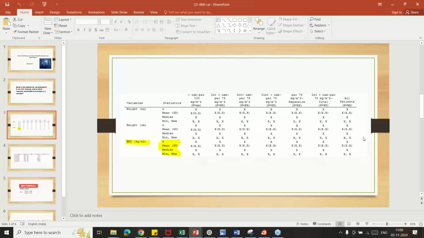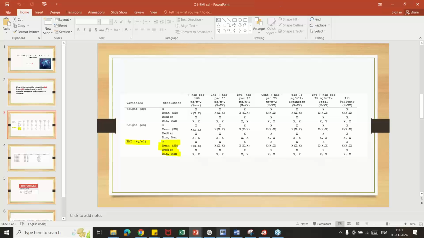BMI is not a collected variable. If it is collected, we can directly use it from the CRF and raw dataset. But if it is not collected, we have to derive it in the ADSL. Here you can see one of the mock shells containing the BMI summary statistics related information. That means we have to include the BMI. And the units you can also see: kg per meter square. That means weight should be in kg and height should be in cm. If the information is collected in a different unit, we have to convert it into the proper kg and cm units in the SDTM. Then we can use those variables for calculating the BMI.